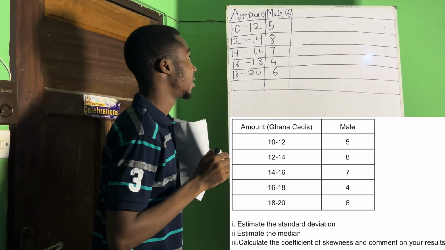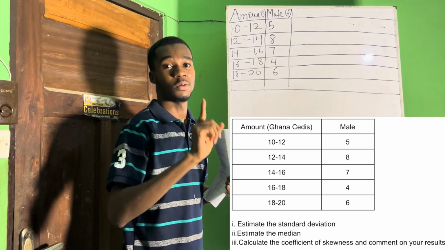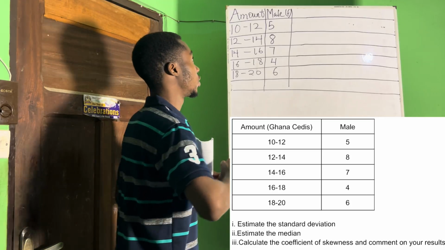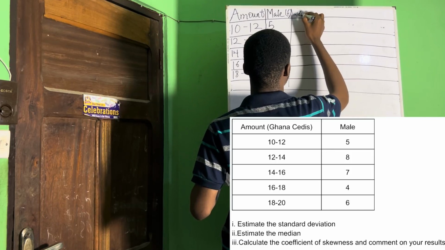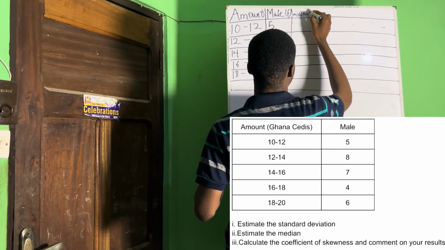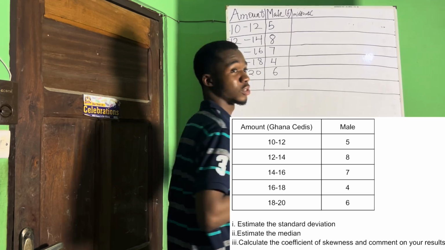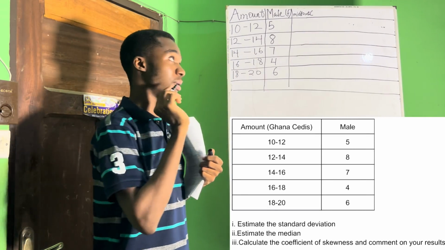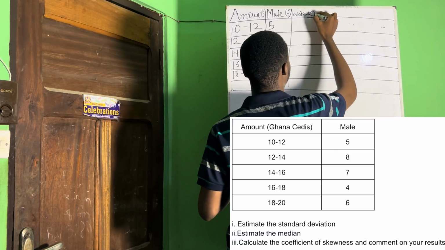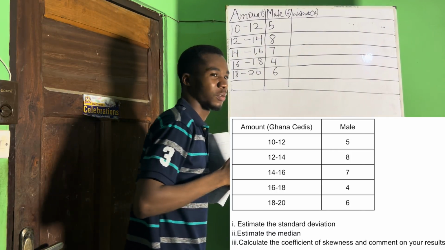So like I said, once they give you this, the first thing you find is what you call the midpoint. So now let's find our midpoints. So I told you that the midpoint is also the same as what? X. Don't forget, the midpoint is the same as X.